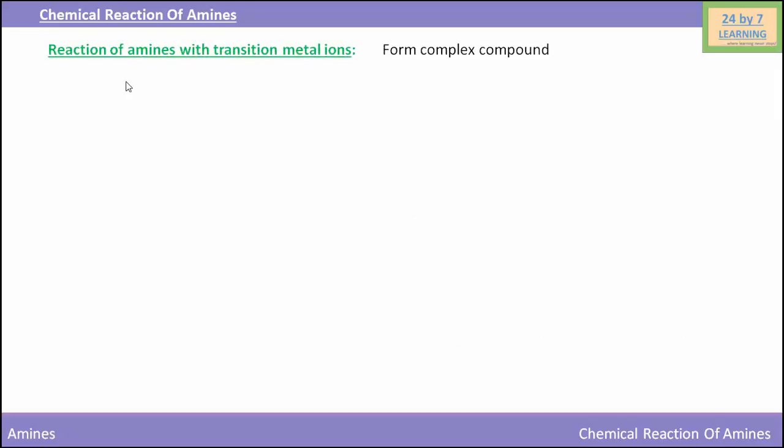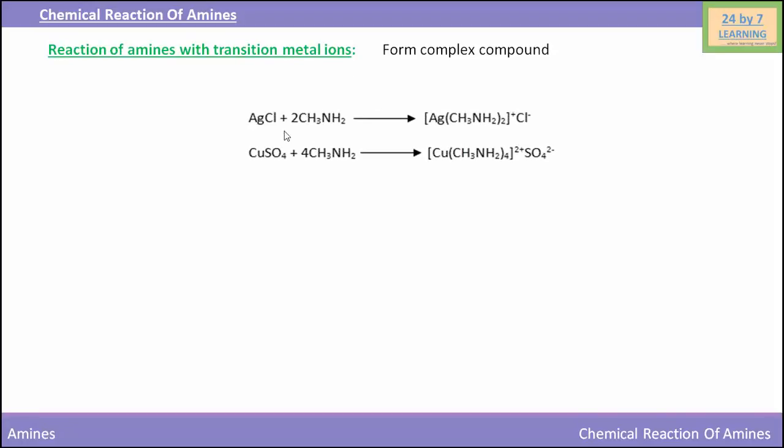First of all, we will see the reaction of amines with transition metal ions. Here are the reactions. You can see CH3NH2, that is the amine, when it reacts with AgCl, that is silver chloride, it will form a complex compound. Similarly, when amines react with CuSO4, that is copper sulfate, they also form a complex compound. So we can say that when amines react with transition metal ions, they form complex compounds.